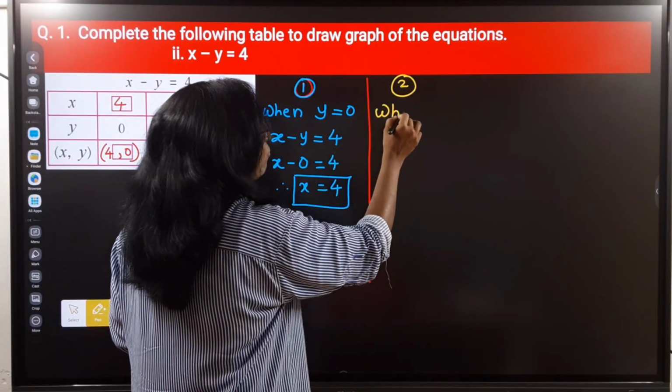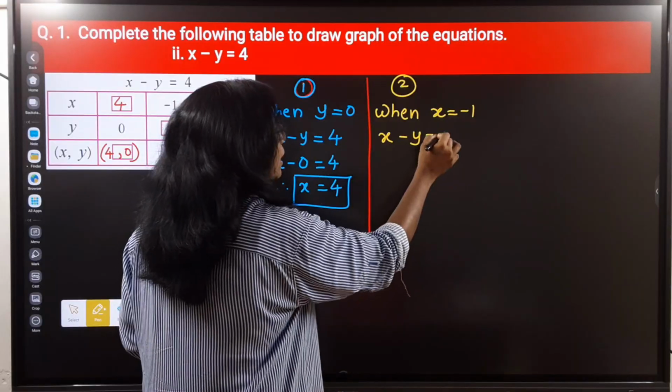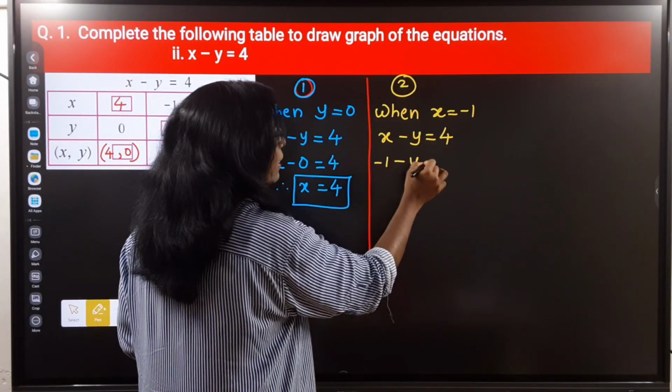So here I say when x is equal to minus 1, the given equation is x minus y is equal to 4. So minus 1 minus y is equal to 4.